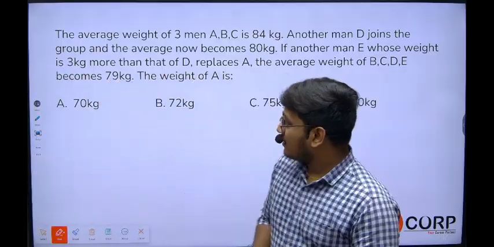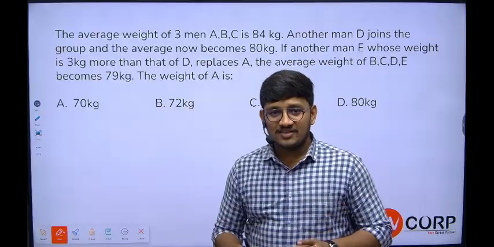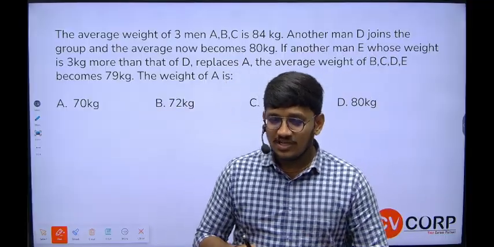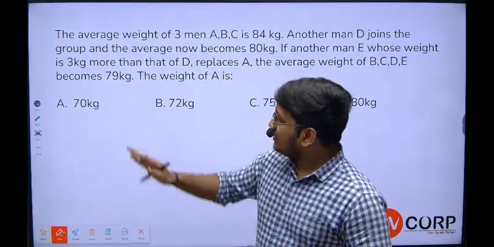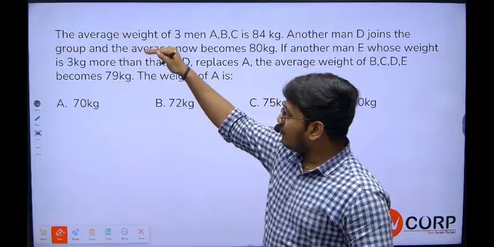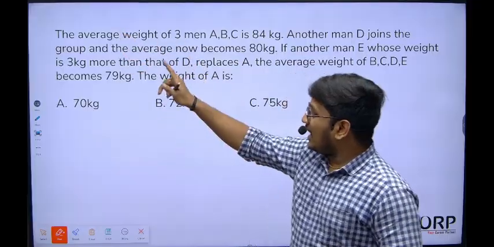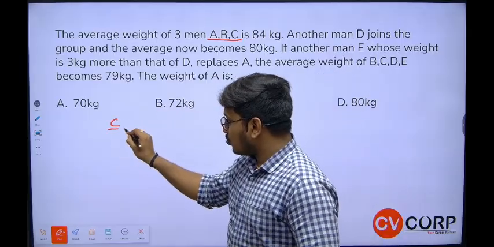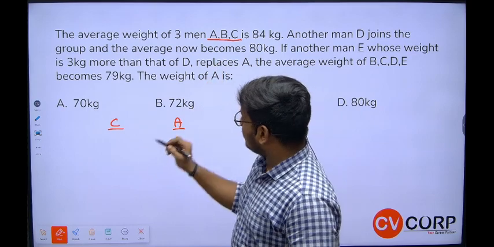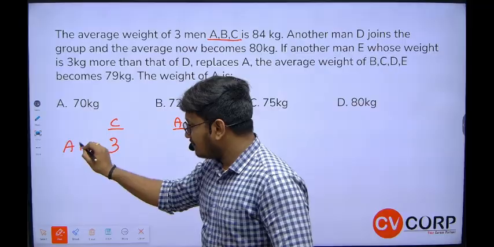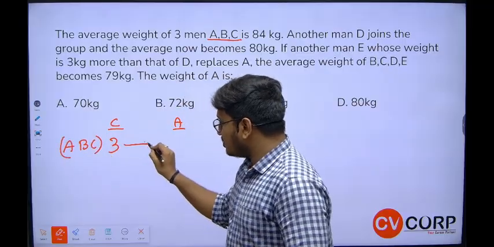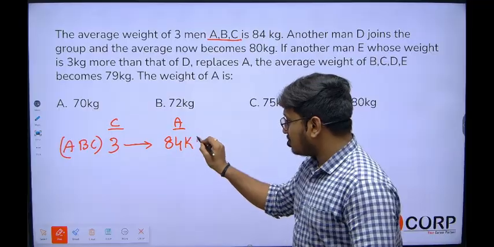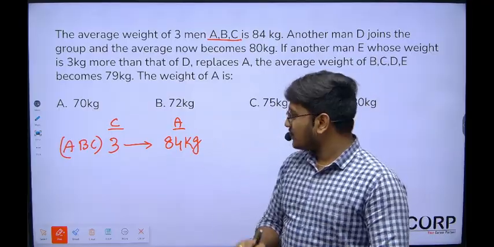Here, if you observe the question, let's split the question into two different categories, because if you read the entire conditions, you might get confused while solving this question. So let's divide into two different categories. Let's leave the last part, only read the first two lines. The average weight of three men A, B, C. I'm just taking the count here. How many people are there? Three men. Who are those? A, B, C. These three members' average is 84 kgs.